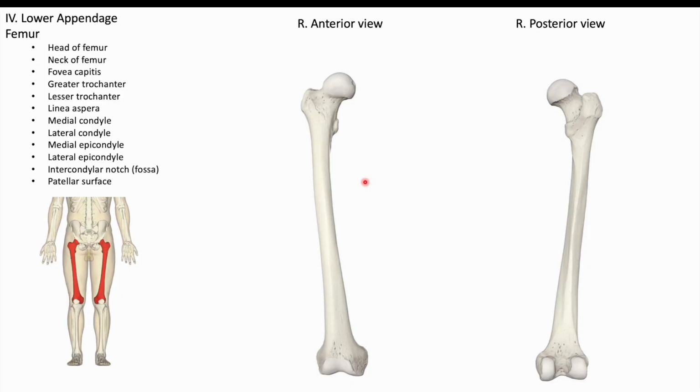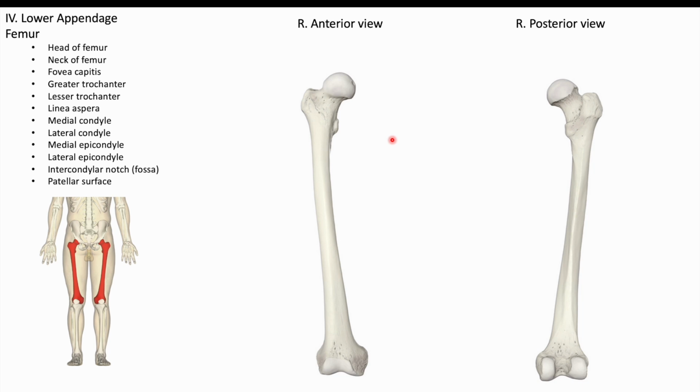All right, welcome back everyone. So now let's go over the femur bone. The femur is the longest bone that we have in our body. It's the principal bone of the thigh. So this right here is going to be the right femur in the anterior and posterior view. So make sure you understand how to differentiate between the right and the left femur, which view you're looking at.